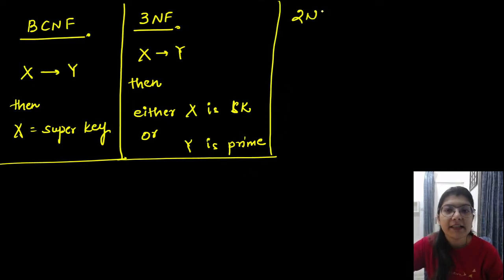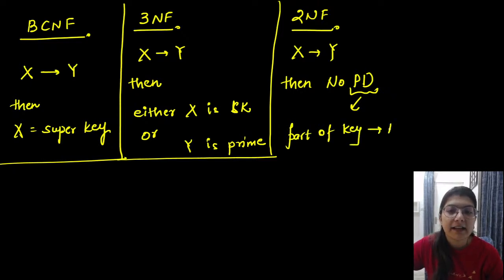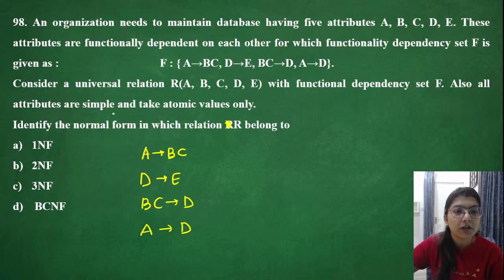Then what does 2NF say? 2NF says that if X determines Y, then there should be no partial dependency. Partial dependency is of the type where part of a key is deriving a non-key attribute. So these are the three basics, BCNF, 3NF, 2NF, that we have to see, in which category all the functional dependencies will fall. Okay? So first we'll see what the candidate key is for this question.